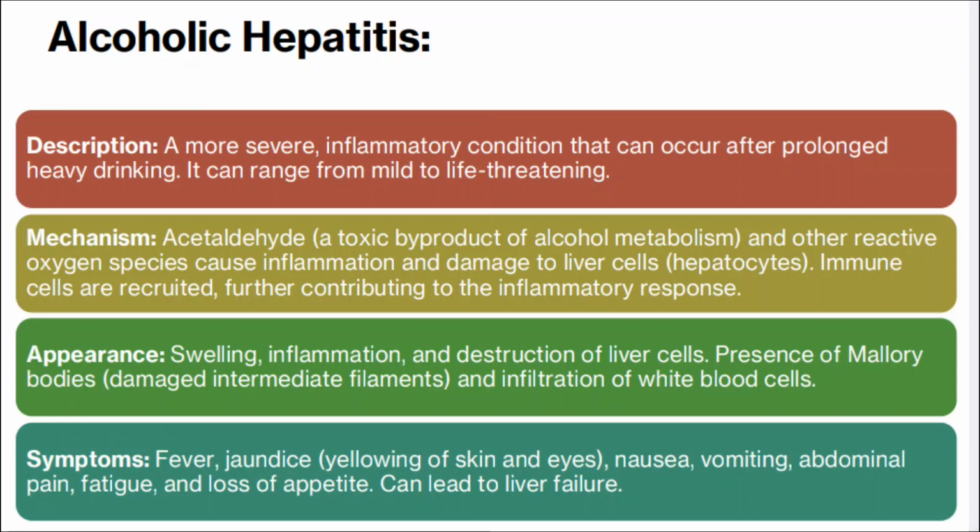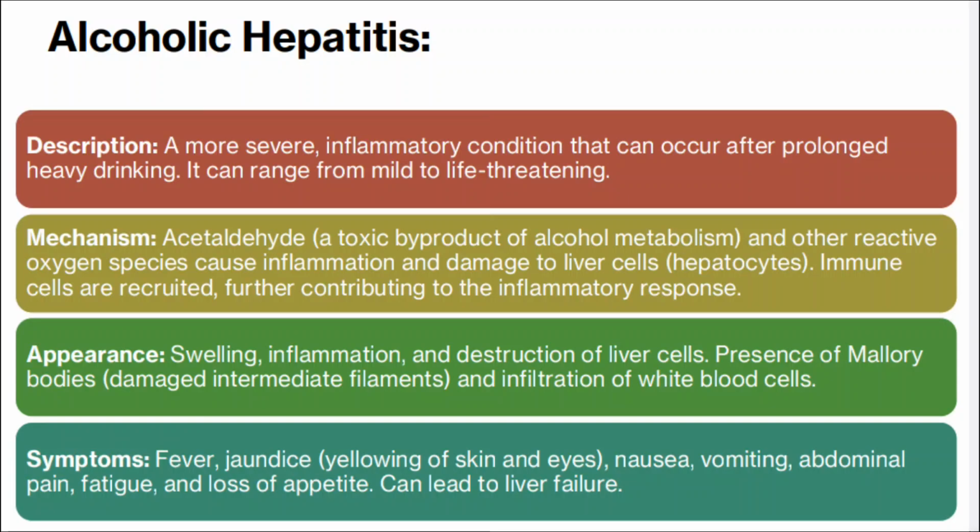Alcoholic hepatitis. It is a more severe inflammatory condition that can occur after prolonged heavy drinking, and it can damage the liver permanently. It can range from mild to life threatening. Alcoholic hepatitis is nothing but the swelling, called inflammation, of the liver caused by drinking alcohol, and drinking alcohol can destroy the liver cells.